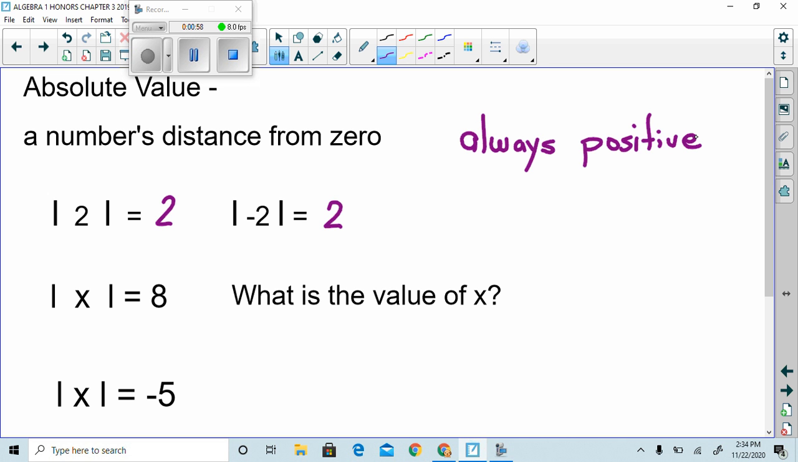For what values of x, what can I replace x with? Well, most of you will tell me that x is equal to 8. But is that the only number that makes that true? If you think about it, the absolute value of negative 8 is also 8. So there are two possible solutions, the plus or minus of 8. And it can be written with that notation.